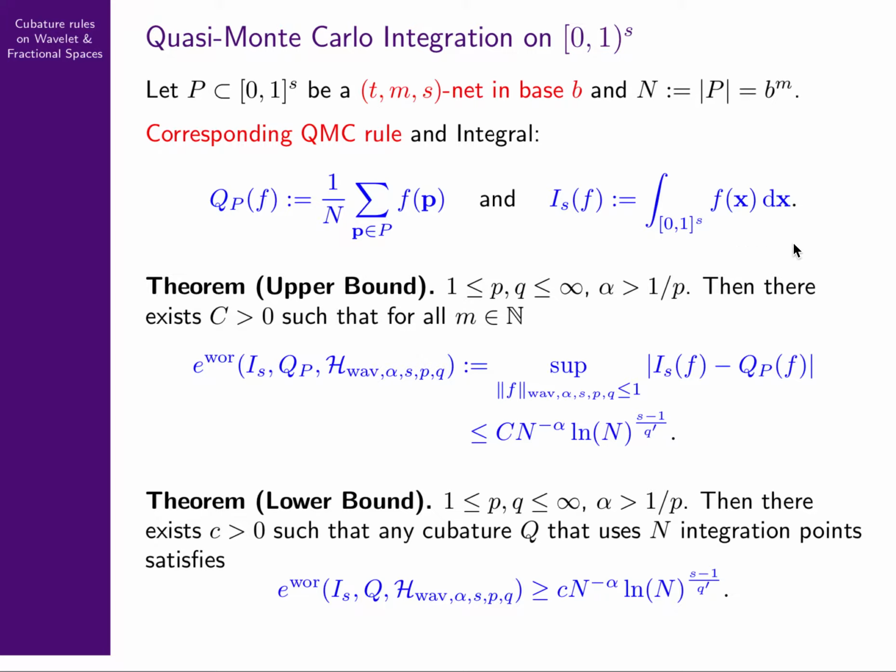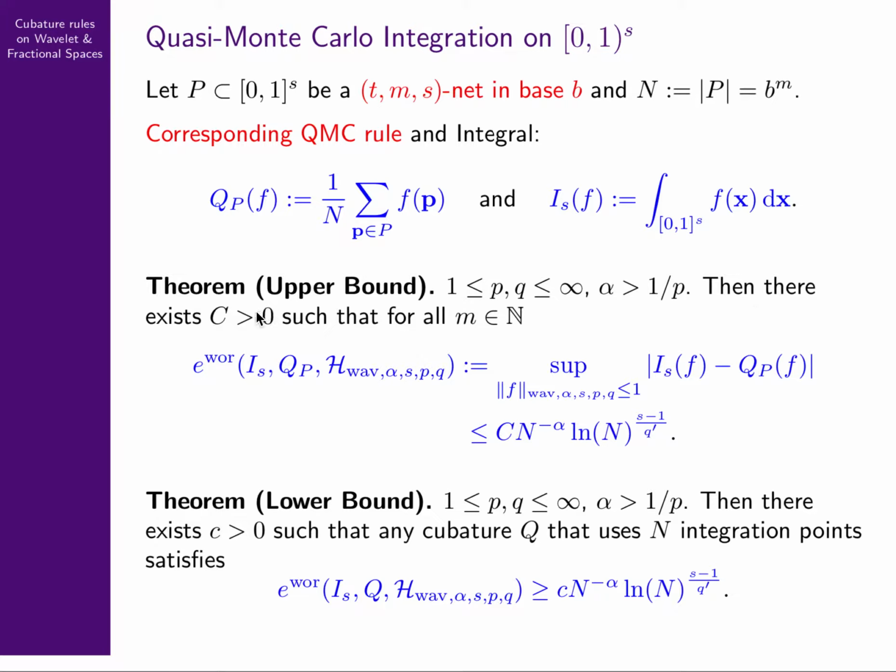We will use this QMC rule to approximate this S-variate integral, which is simply given by the expression on the right-hand side. So now what we were able to prove is, if we have a look at parameters P and Q between 1 and infinity, and a kind of smoothness parameter alpha, which is strictly larger than 1 over P, well, we want to have this condition because it actually ensures that point evaluation is well defined and is a continuous linear functional on our Haar wavelet space.